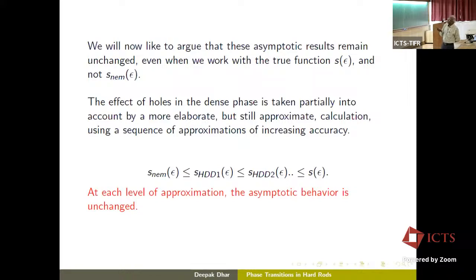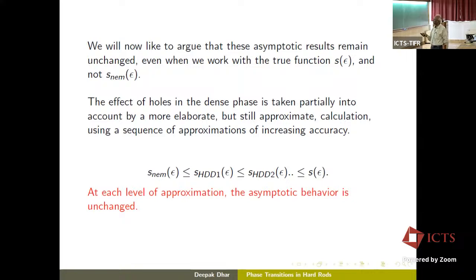Okay, so now I would like to argue that the asymptotic results remain unchanged even when we work with the true function S epsilon and not S nematic epsilon. The effect of holes can be taken into account partly by a more elaborate but still approximate calculation. So we have a sequence of approximations.